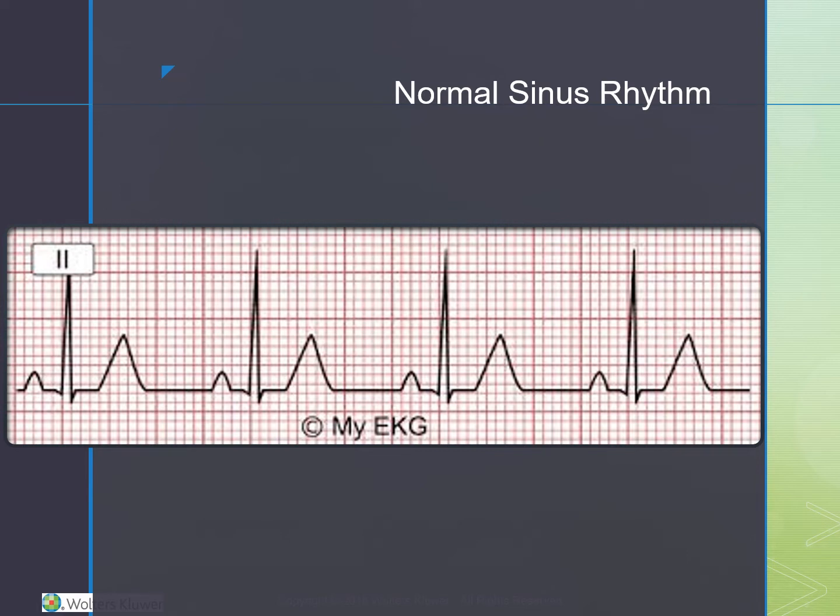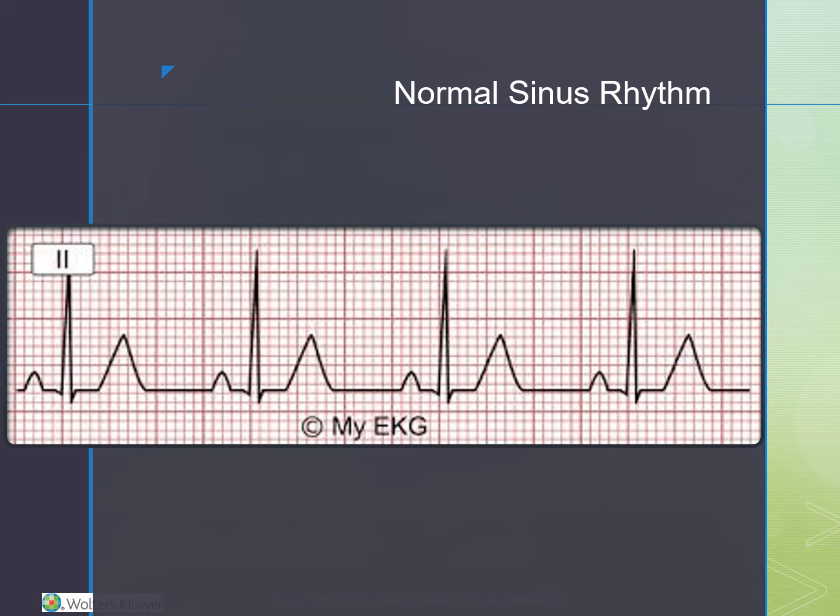Okay, so first of all, we want to look at our strip here. We always look to see, do we have a P wave in front of every QRS complex? And yes, we do. So we know that that is a sinus rhythm. That P wave is going to be initiated from the atria of the heart. So we know this is a sinus rhythm. We want to know what the rate is. If it's between our normal 60 to 100, we know that is a normal sinus rhythm.